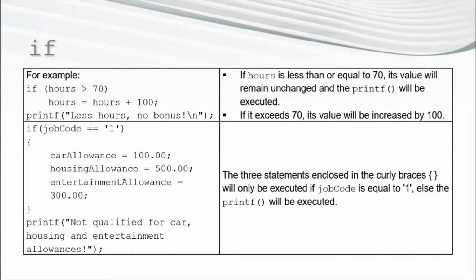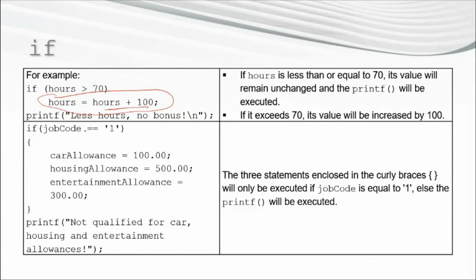If hours exceeds 70, then obviously 100 will be added to the hours. So it becomes 100 plus whatever be the value of hours. So that is one case. This is a single line of code execution. Here only a single line of code is given, so there are no curly braces given.